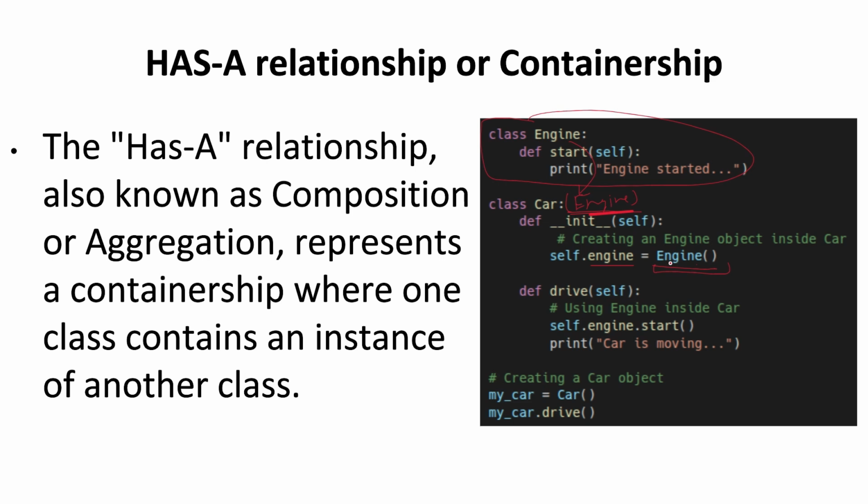Now you can see here, with the engine we are calling the start method. So whenever a class contains an instance of another class, instance means object, then it is a has-a relationship, also known as composition or aggregation. It represents a containership where one class contains an instance or object. Instance and object are the same, interchangeable words.